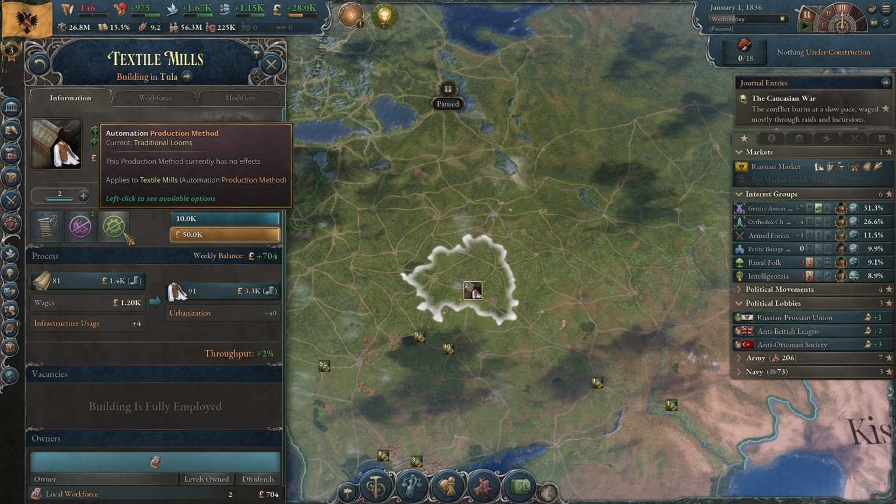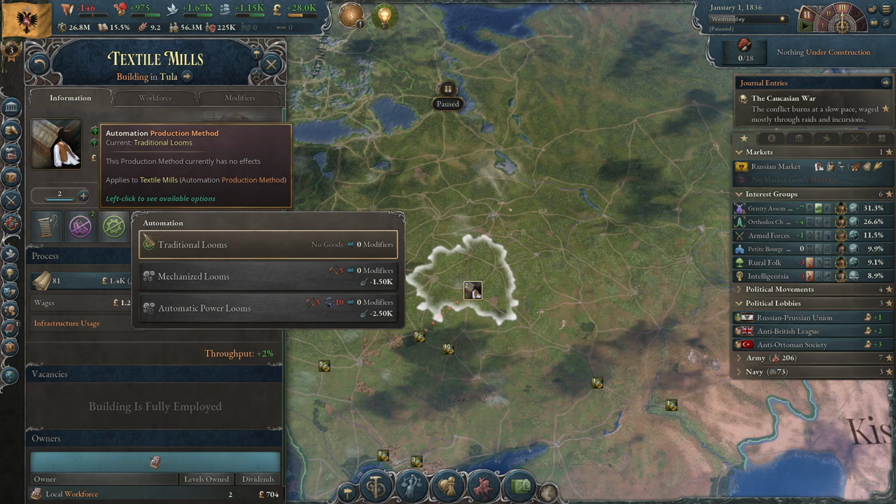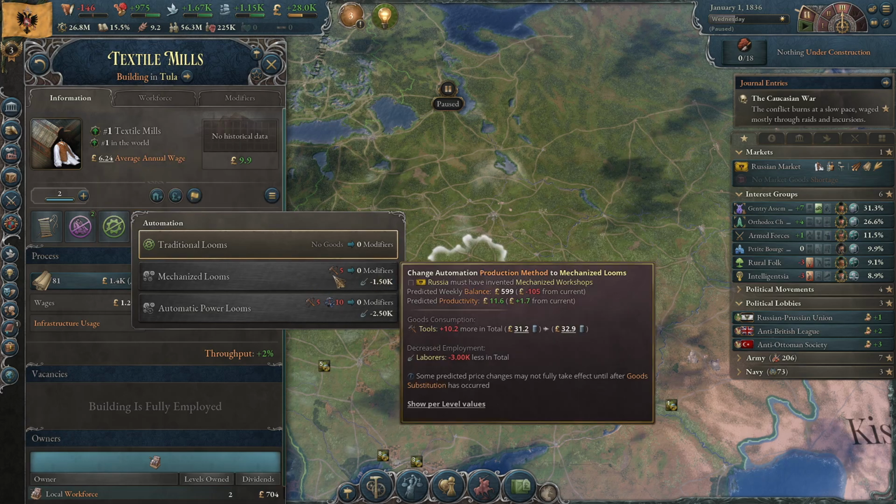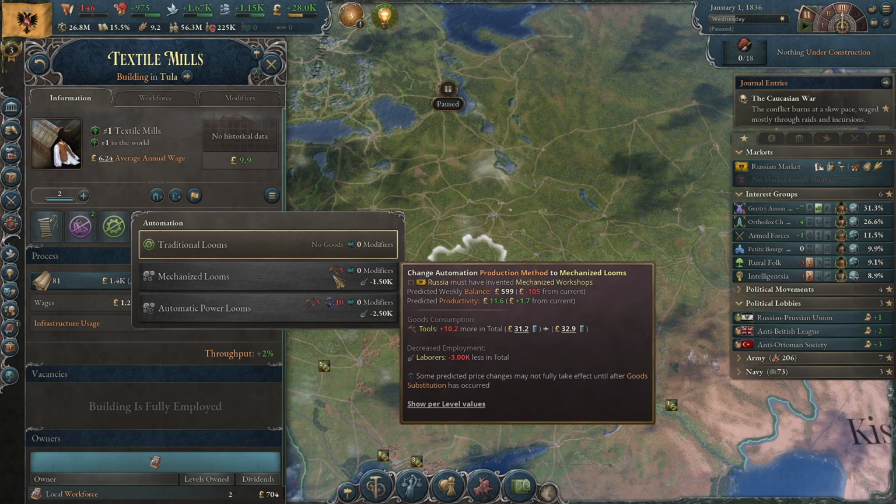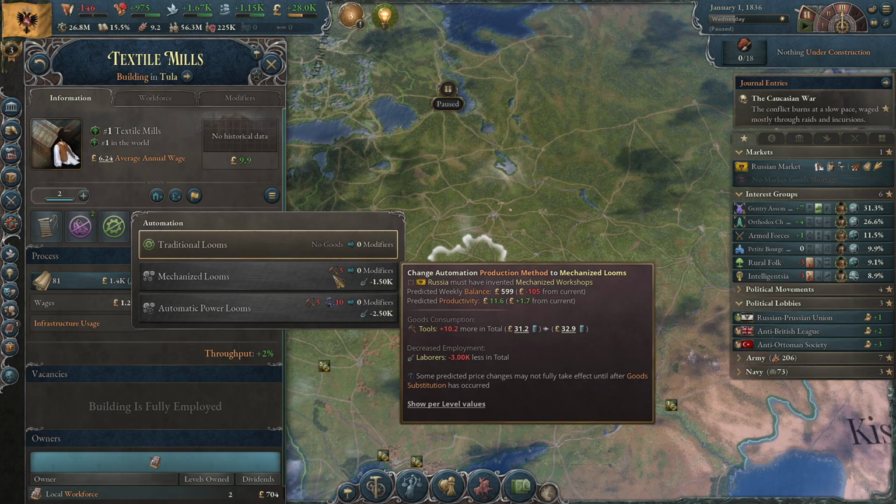And then you have your green production methods. These are automation production methods. The primary goal of these is to add an input, so 5 tools, for example, to remove workers. This is not something you will normally use in the early game. You will usually use this when your workforce numbers are starting to reach a point where you don't really have unemployed and you don't really have peasants.